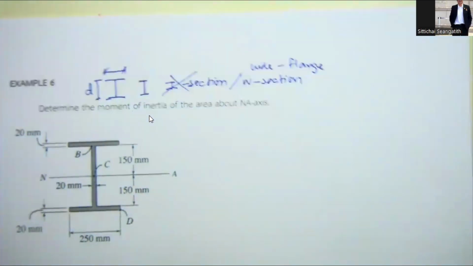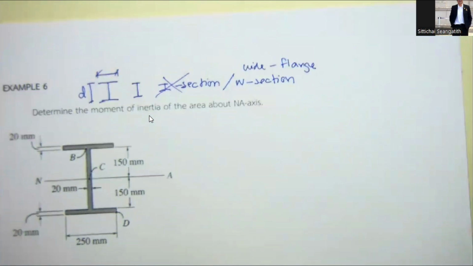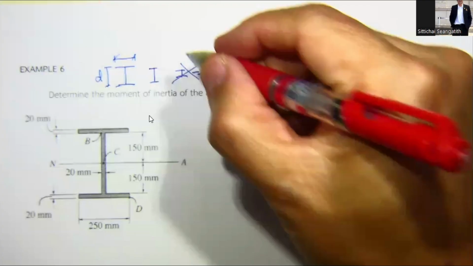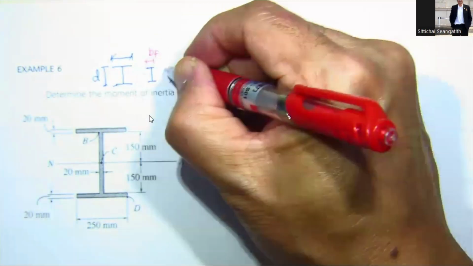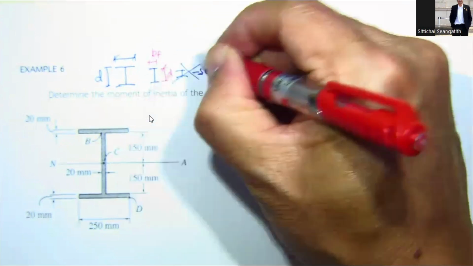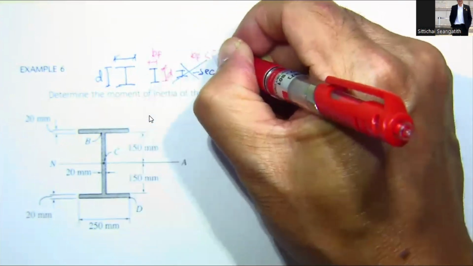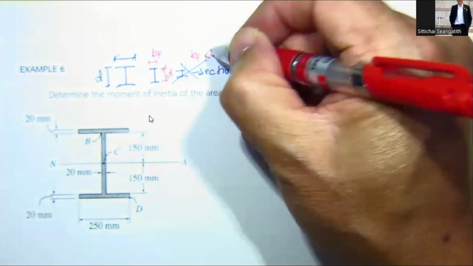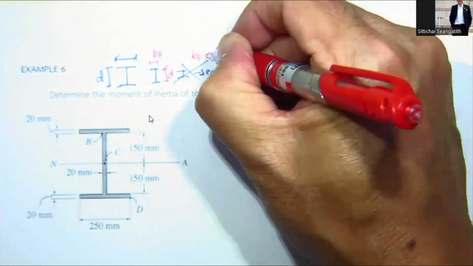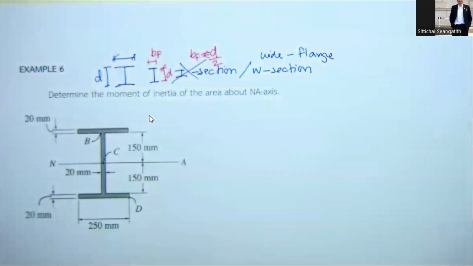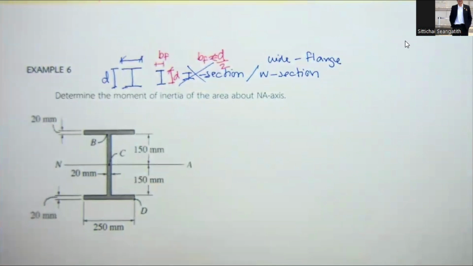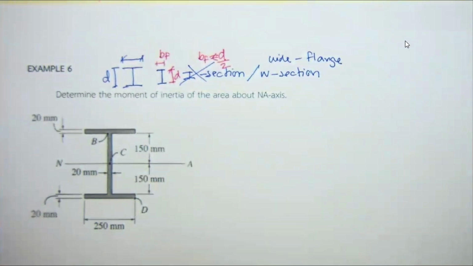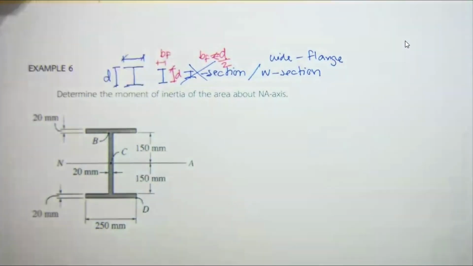But when we are talking about the I section, this one is going to be b sub f, which is going to be less than d, and typically it's maybe only d equal to d over 2. Now, we have the section, and this section is special. It has double symmetry. This section has double symmetry.